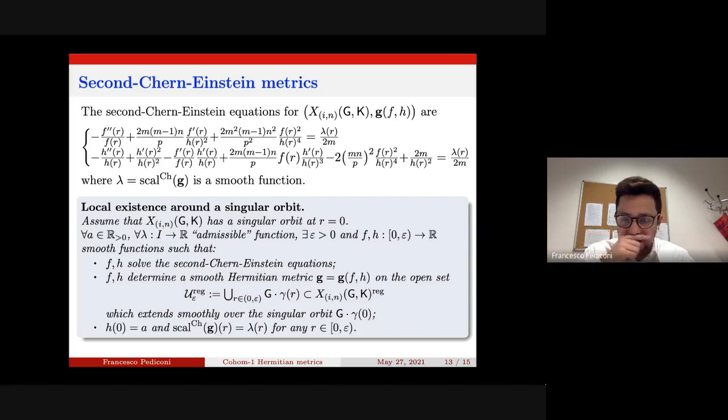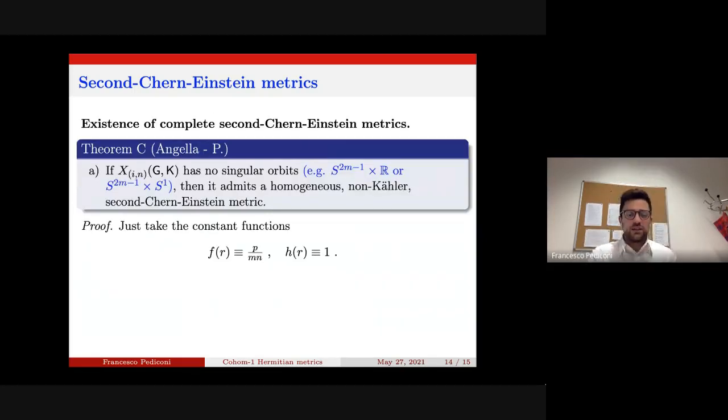But actually the f and h extend to 0, so they do not blow up for r going to 0. So you can really find some smooth functions on the interval [0, epsilon) with 0 closed. Great. So the next step here is, okay, we have the local existence result, but one would like to understand the existence of complete solutions to that system. And this is the content of our third theorem, about the existence of complete Second-Chern-Einstein metrics.